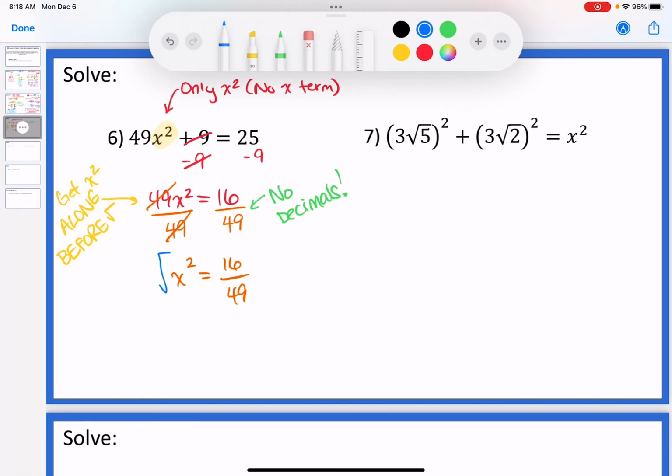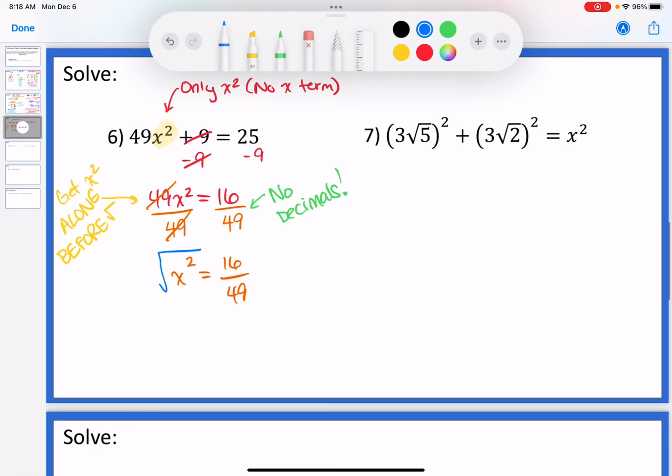I'm going to take the square root to get x by itself. I'm going to take the square root of the right-hand side as well. Now you can think of it as one big square root, or you can think of it as little square root on the top and little one on the bottom. It all means the same thing, right? So this cancels out, x squared and x, they're inverses. The square root of 16 is 4. The square root of 49 is 7. I get a fraction, right? 4 over 7.